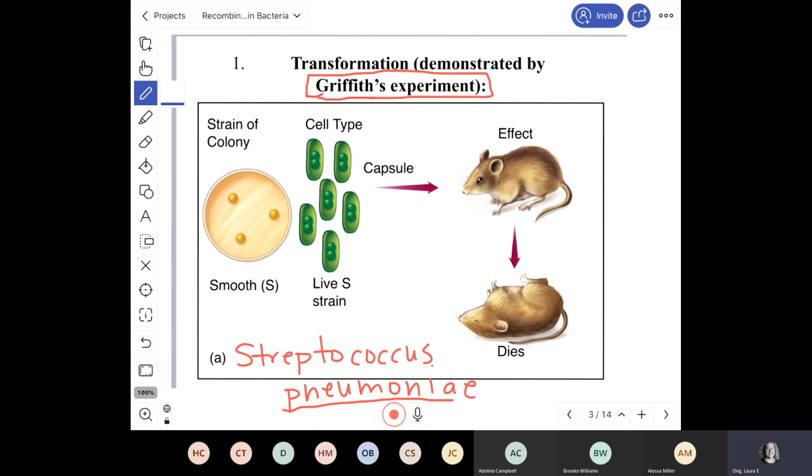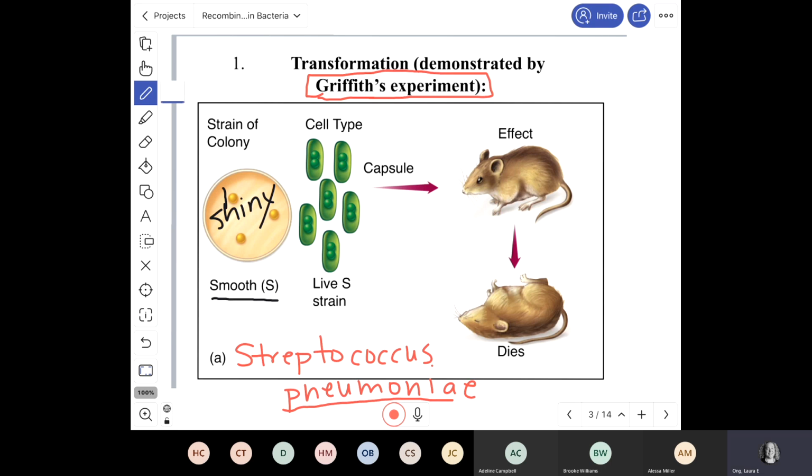There are two kinds of strains or versions of Streptococcus pneumoniae that tend to exist in the world, and one version is called the smooth strain. Smooth strains of Strep pneumoniae have a capsule, that glycocalyx protective layer around them. The capsule causes the colonies to appear shiny. That's where the S comes from: shiny, wet-looking colonies.